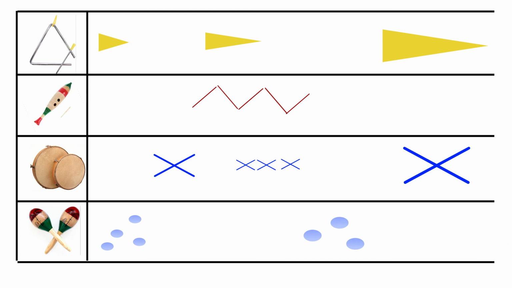So now it's your turn. Why don't you create your own graphic score? And you can use your own four instruments. You don't have to use the ones that are here. You can choose any musical instruments you think you'd like to play. Make sure they're percussion instruments for now.